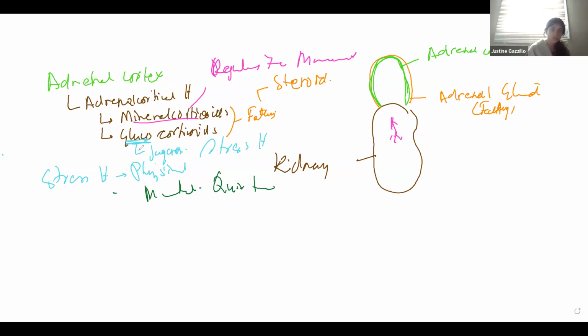Sorry, what happens during that? Sorry for interrupting. I was just going to say, you said it regulates the glucose as well. What is the correlation between the stress hormone and glucose? These are stress hormones. What do you need during stress? You need your brain to be working, right?